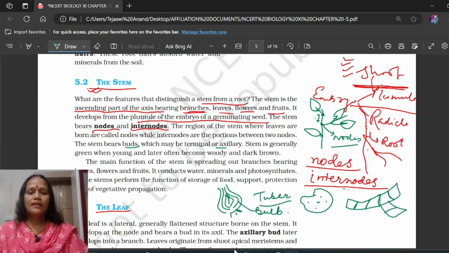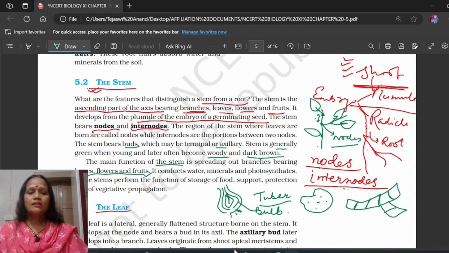It may be terminal, it may be axillary. So stem is generally green in the beginning, but later on, after the maturity of the stem, after some time, it becomes woody and of dark brown color. The main function of stem is spreading out branches, bearing leaves, flowers and fruits.